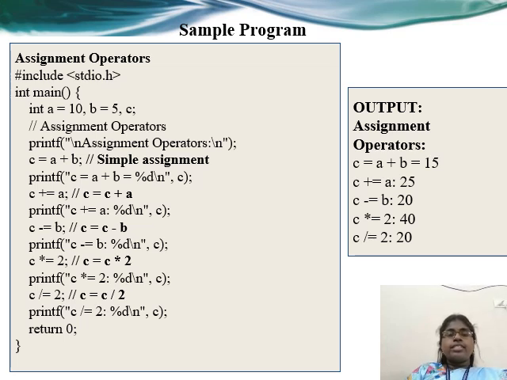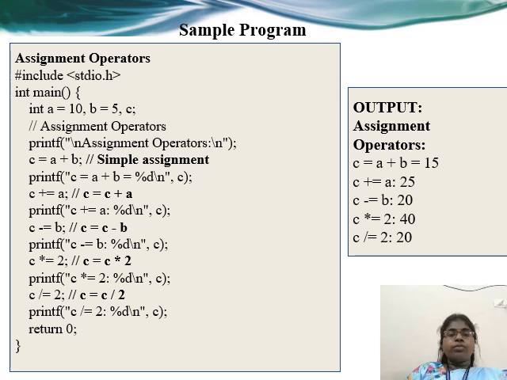Printf, just print the assignment operators. Then we go to c = a + b, which is the simple assignment operator. Then we go to the next printf statement: printf c = a + b assign. C = a + b assign is the %d \n. The result is printed in c.